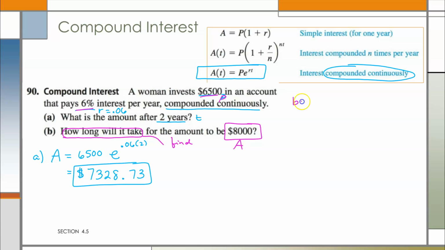Okay, so we have A equals P e to the rt. I need to use that formula because it said compounded continuously. For part B, A is 8,000, P is 6,500, our interest rate is 0.06. This time we're solving for time. How do we solve an exponential function? We isolate it first. So we're going to divide both sides by 6,500.